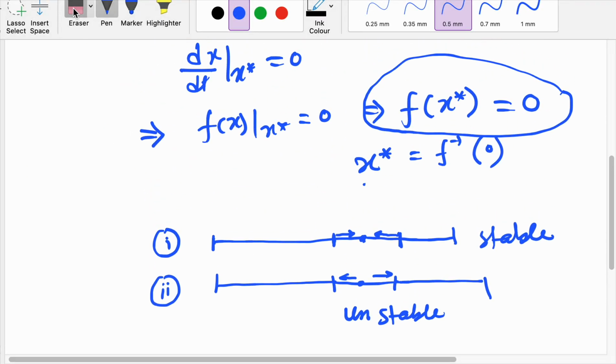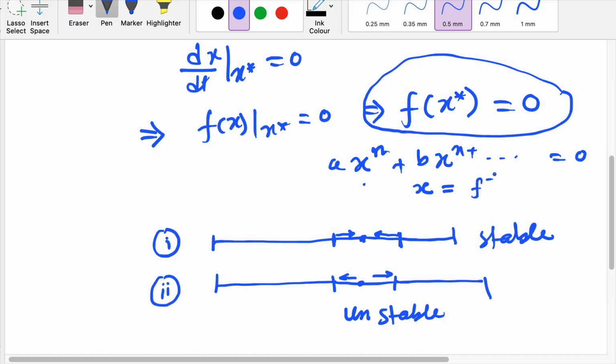Let me explain, this is only a solution. Suppose f(x) is some kind of equation of x, such as a x to the power n plus b x to the power n minus 1 and so on equals 0. Then in principle we can solve this polynomial equation and get a solution for x. In mathematics there is a general language for writing this x in terms of f, called the inverse function. So it has nothing to do with the solution, it is only a fashion of writing.